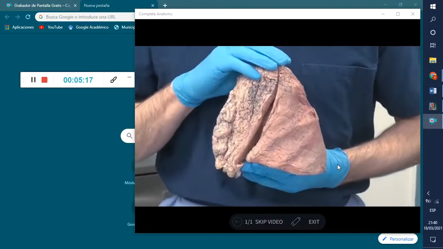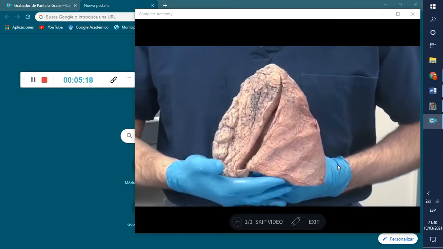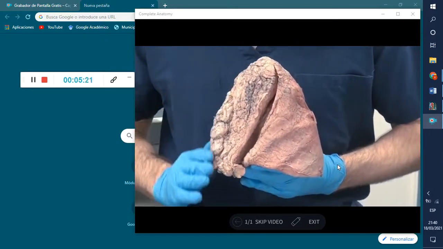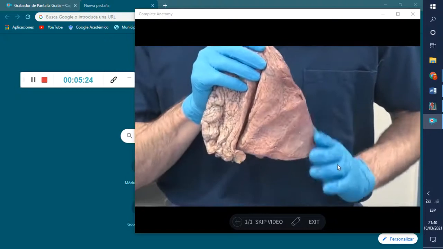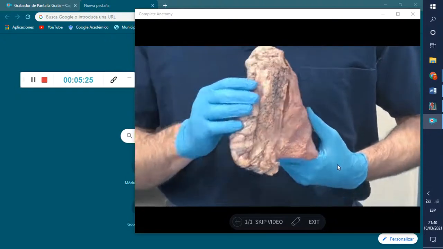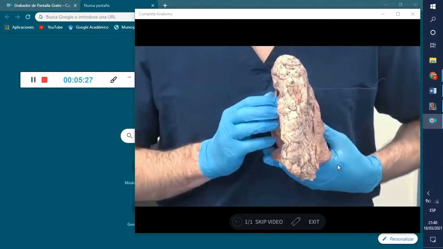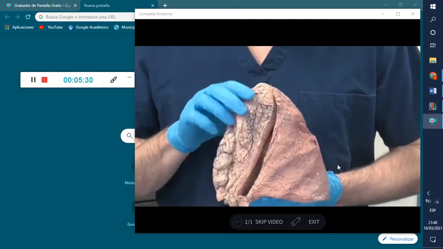This is the apex of the left lung. We have its inferior border here, its anterior border here, and its posterior border here. Therefore, the left lung sits in the body like this. The left lung only has two lobes.